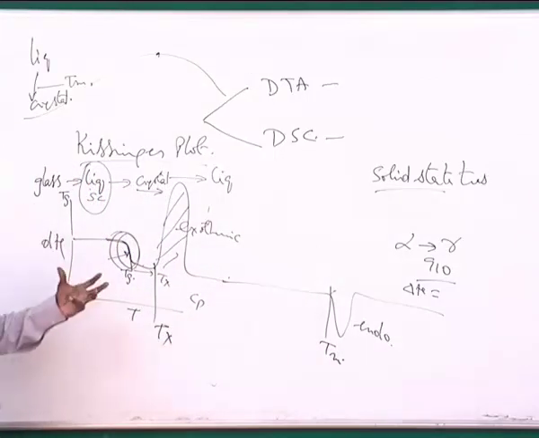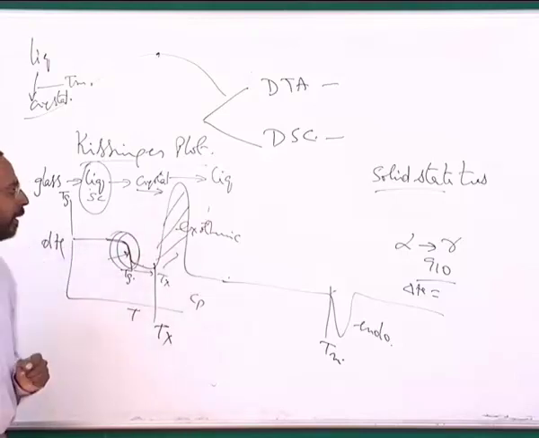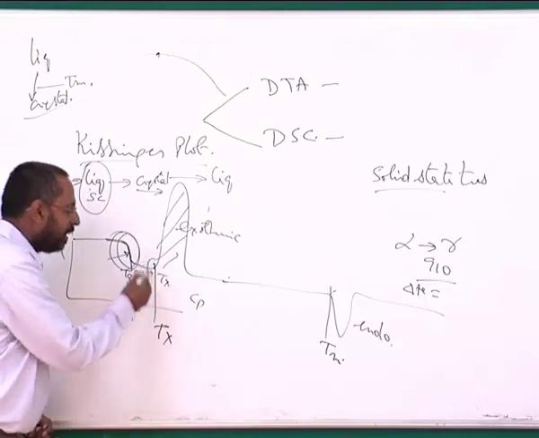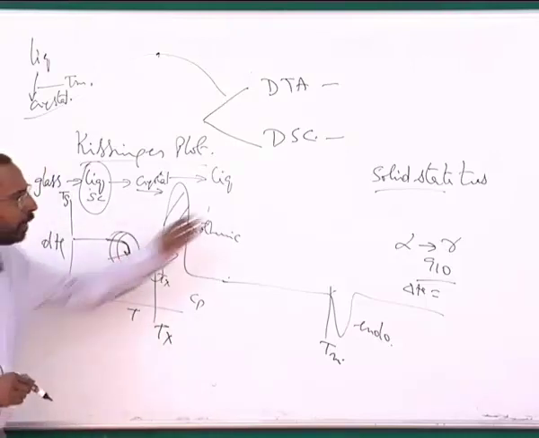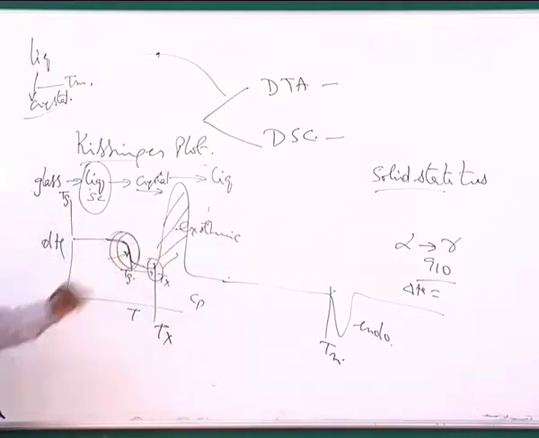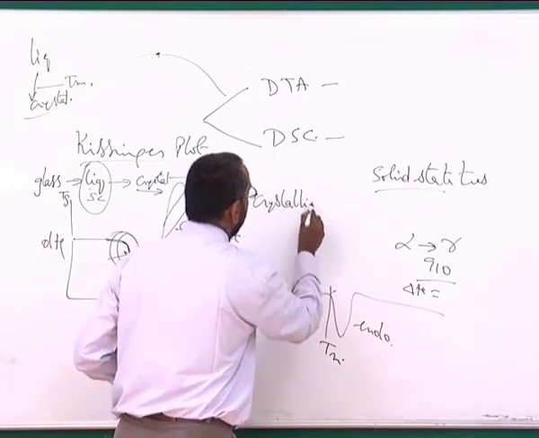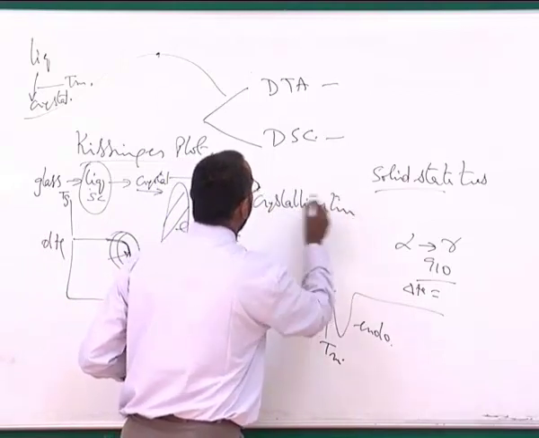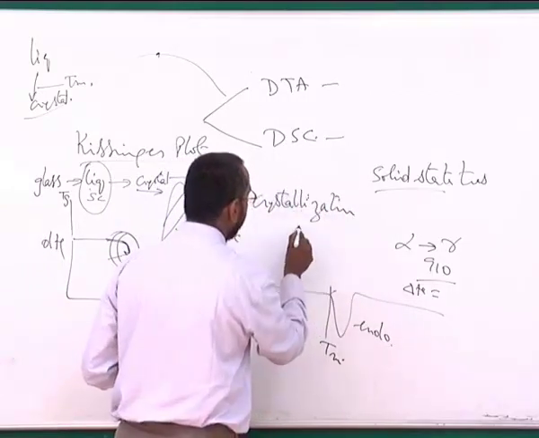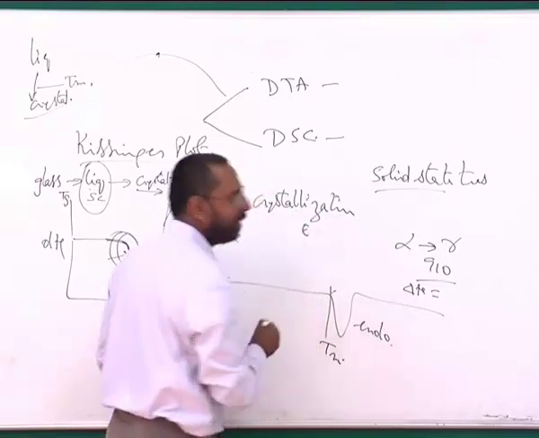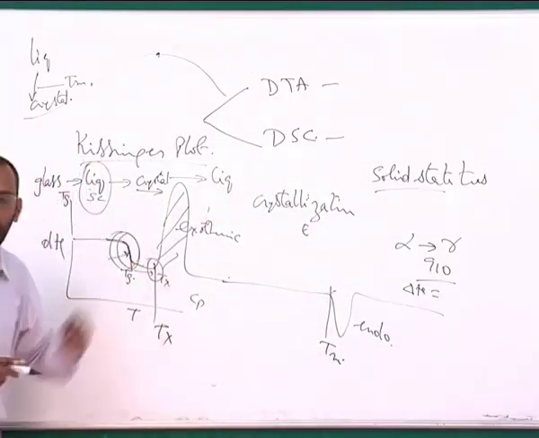And any glass, if you take and do such a DSC, you will be able to find out. And again, by looking at this Tx and doing it at various heating rates, I am able to find out the kinetics of such a crystallization. We call this the crystallization of a glass. So the kinetics of crystallization can be found out, and we can find out the activation barrier for crystallization and things like that.